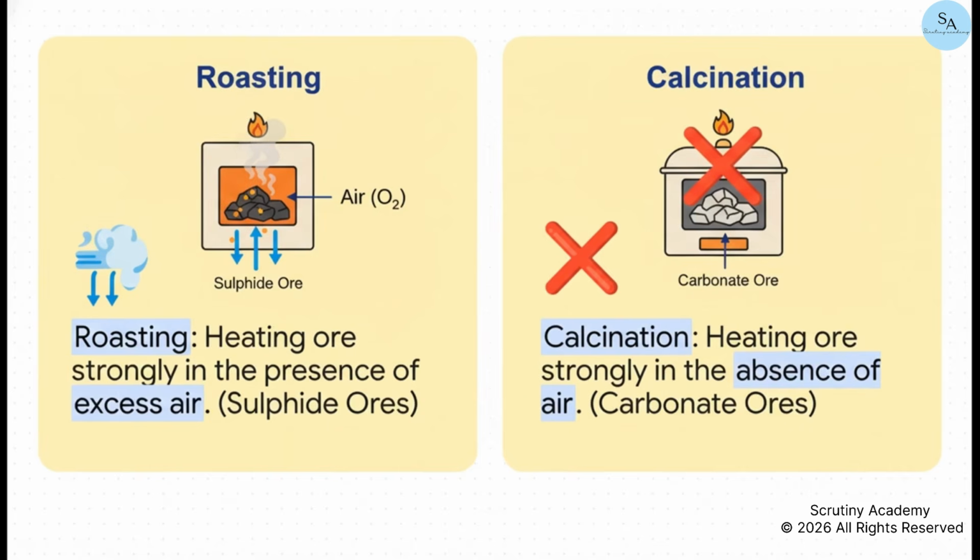Oh, this is another one people always get mixed up, roasting and calcination. They both involve a lot of heat, but the difference is so important. Roasting is done with lots of air, and it's usually for sulfide ores. Calcination is done without air for carbonate ores. Here's a little trick. Roasting has an A in it, for air.